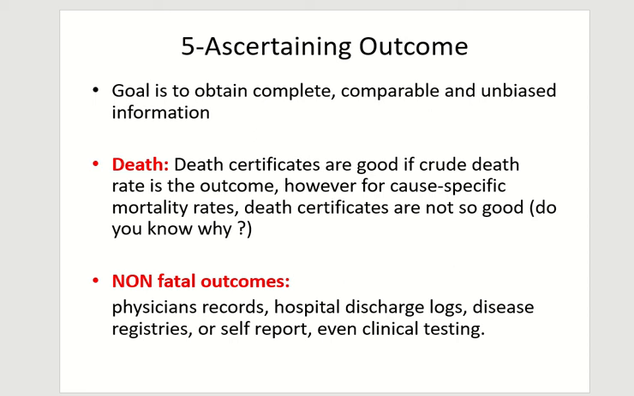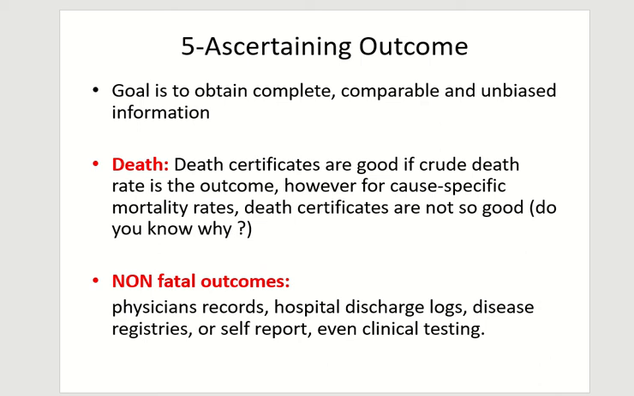So you may look at vaccinated and non-vaccinated, and which is true. Or even for screening, people that were screened and people that were not screened, for example for PSA, and they look at death in general, and prostatic cancer death. It's a very drastic outcome, but they still look at it. So for death, you can use death certificates, which are good if crude death rate is the outcome. However, for cause-specific mortality rate, death certificates are not so good.